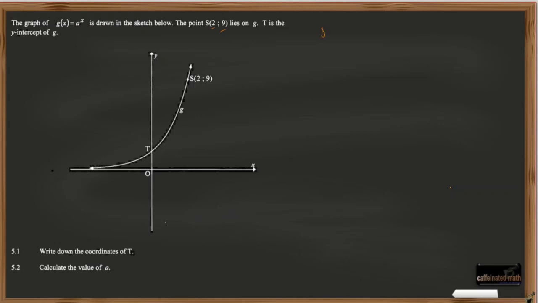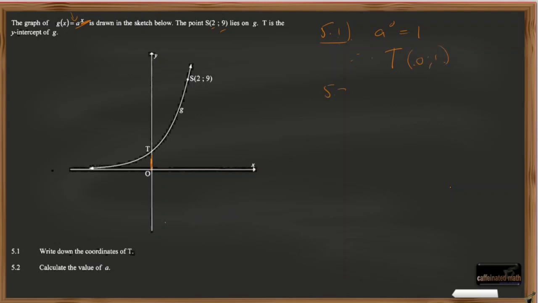As we know, in any standard exponential form, unless they have put a modifier in front, the y-intercept is equal to 1. But we also know that the x value of T is equal to 0. So a to the power 0 is equal to 1. Therefore, T has coordinates (0, 1).